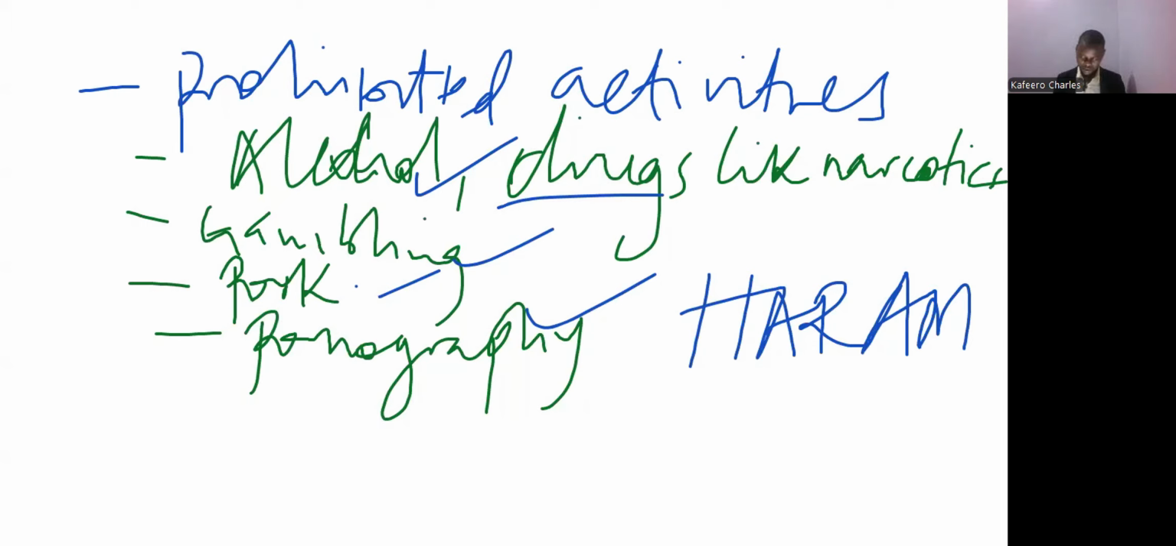So in the same way that we deal with interest, it is the same way they deal with these prohibited activities. They are not supposed to be involved in those activities.